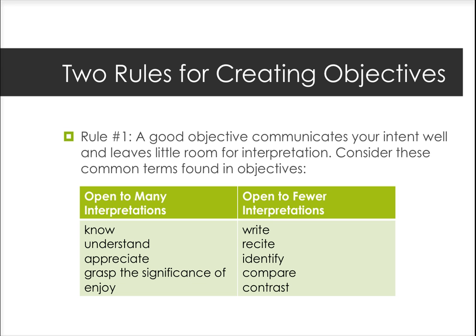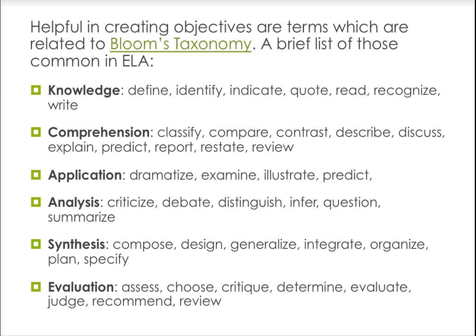So if you say something more like, I want students to write, I want students to compare, you're getting much closer to a real observable skill that students could show you that would let you know that they've achieved the standard. So helpful in creating objectives are terms from Bloom's taxonomy. If you aren't familiar with Bloom's taxonomy, you'll have this PowerPoint for download. That's a hyperlink that you can click on or just Google it. Bloom's taxonomy, it's all over the place. A way to organize the kind of thinking that we ask students to do.